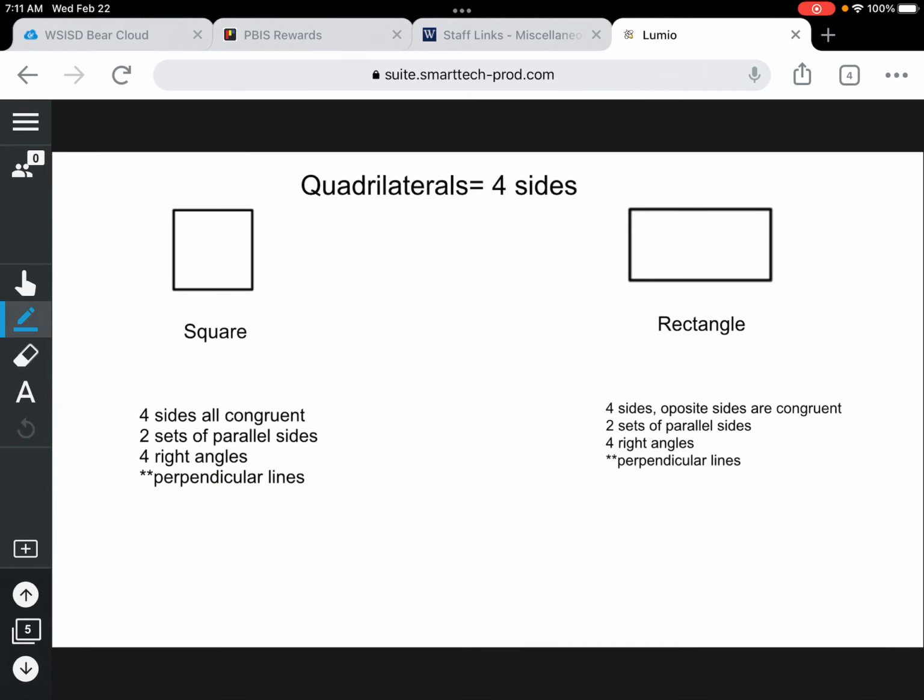Quadrilaterals. If we add one more side, we have quadrilaterals. These are a special one. We have the square and the rectangle. The square and the rectangle both have four sides and they both have four right angles. What is the difference? The difference is the square has all congruent sides. Congruence means the same size, same shape. But the rectangle, only the opposite sides are congruent. It means that these two are the same, but these two are different.